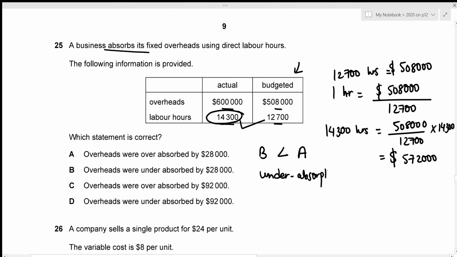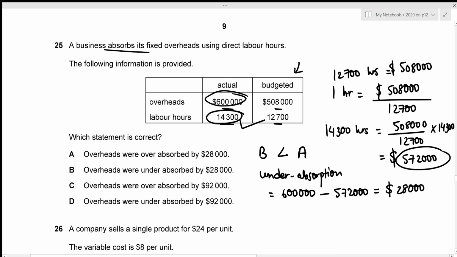And we need to figure out the amount as well. So the amount is just going to be the difference between the actual value and the budgeted value. So that's going to be 600,000 minus our budgeted value, which is 572,000. And this gives our under absorption to have the amount of 28,000. Alright, so the correct answer is the under absorption of 28,000, which is given in option B. That is going to be the correct answer. Now we can move towards question number 26.